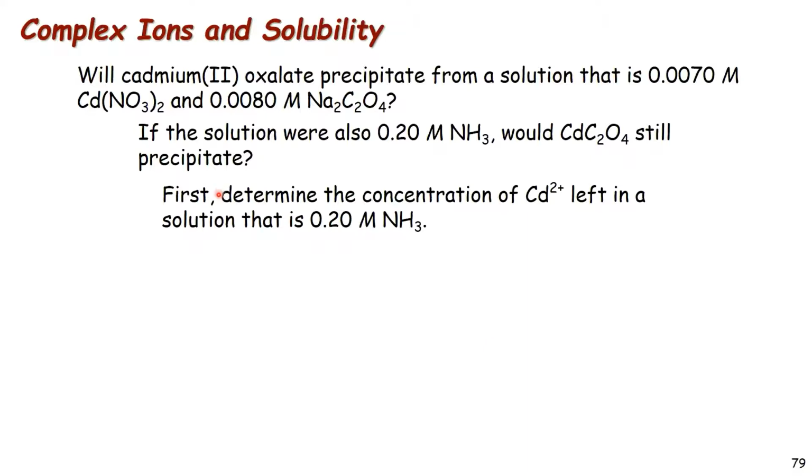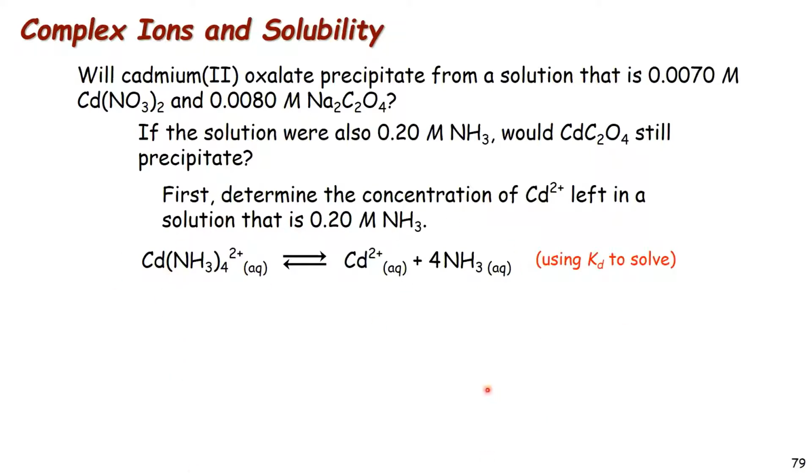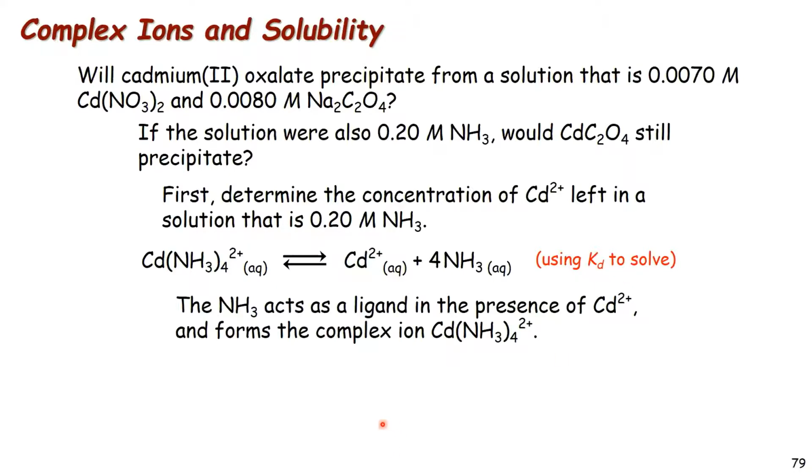So we're first going to need to determine the concentration of cadmium 2 plus left over after the formation of the complex ion. So we have to go through this again. Notice that I'm already looking at the dissociation, right? And then we're going to have to use KD to solve it. Again, you'll have to calculate, well, the ammonia is obviously in excess. Look at the cadmium concentration. So definitely in excess.